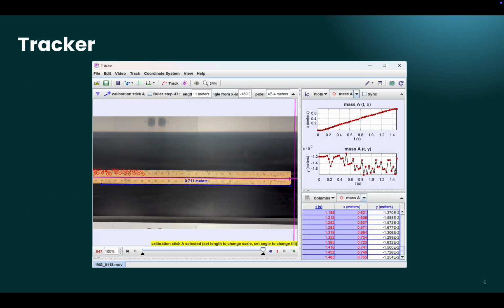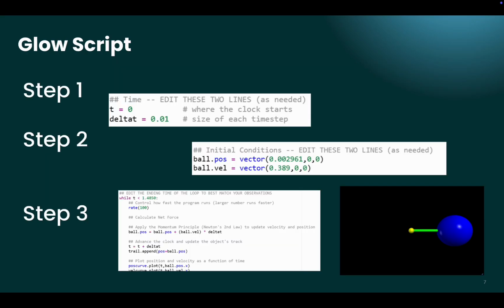After the experiment, we moved on to Tracker, which tracked the position of the marker frame by frame and generated a position versus time graph. Since the motion occurred horizontally, we didn't need to consider the y position. Then after that, we moved into GlowScript.